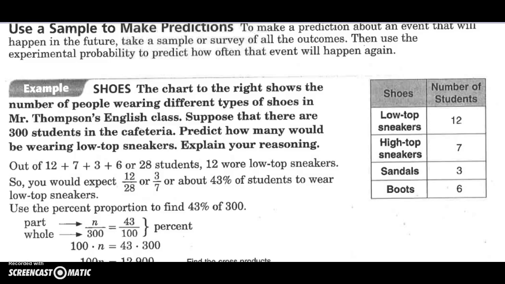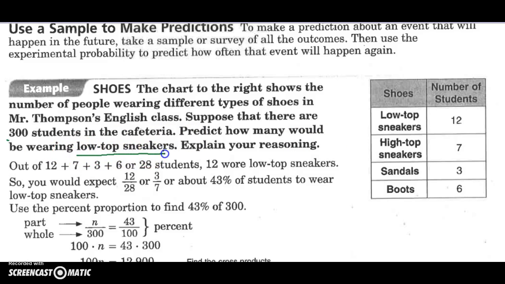So here we have an example. Just like BJ loves his sneakers, we're doing a shoe example. The chart to the right shows the number of people wearing different types of shoes in Mr. Thompson's English class. Alright, so 12 students wear low tops, 7 wear high tops, 3 wear sandals, and 6 wear boots. Well, suppose that there are 300 students in the cafeteria. Predict how many would be wearing low top sneakers.